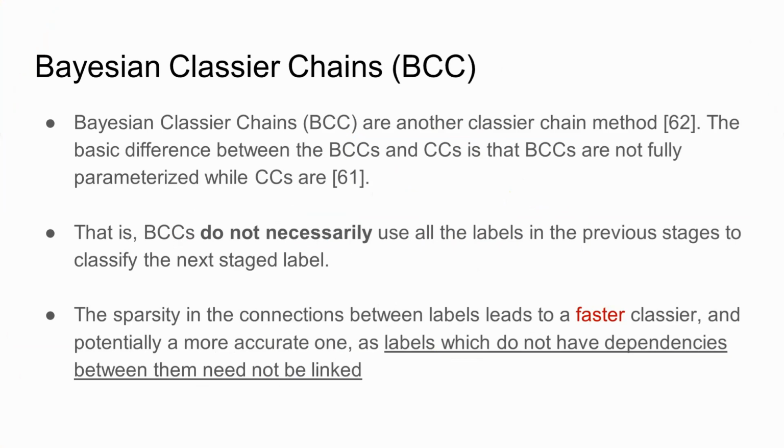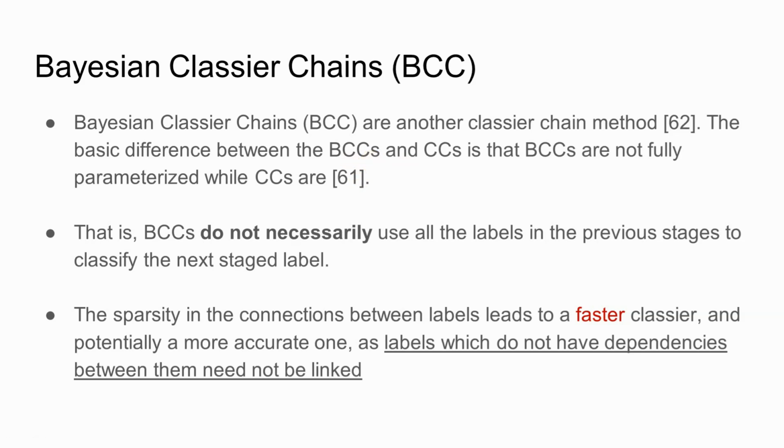The next one is the Bayesian classifier chain. When you see Bayesian, that means some probability concepts are coming in, like our Bayesian networks. In this case, the Bayesian classifier chain is another classifier chain method using the same concept: we can use what we predicted as part of the input to predict the next label. The basic difference between the Bayesian classifier chain and the classifier chain is that BCC is not fully parameterized. In BCC, instead of using all previously predicted labels, maybe only some of them are used.